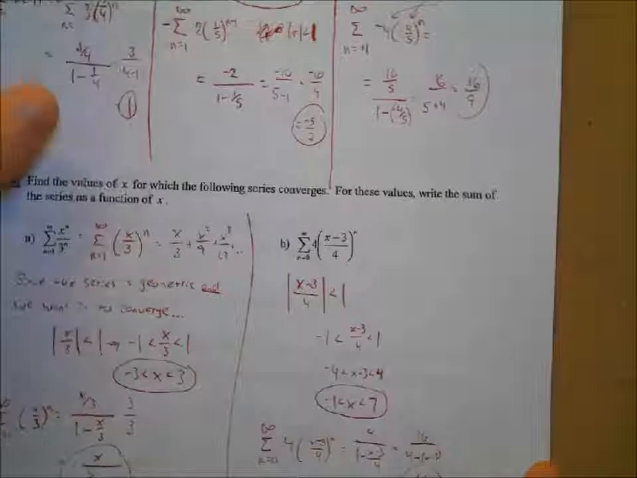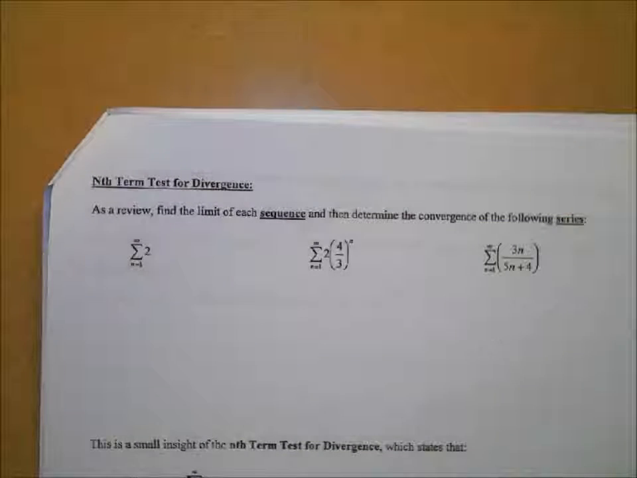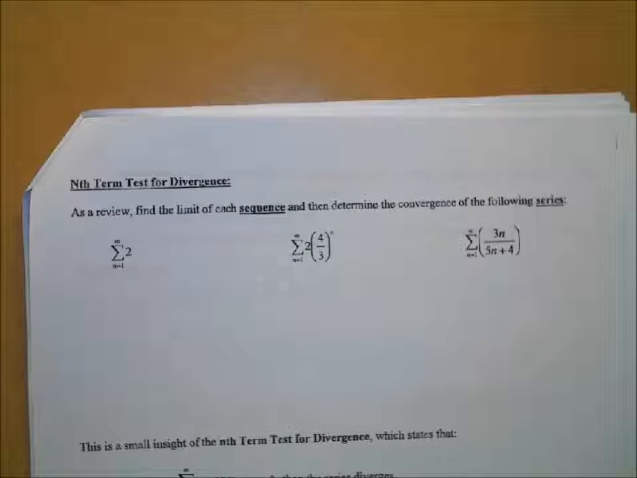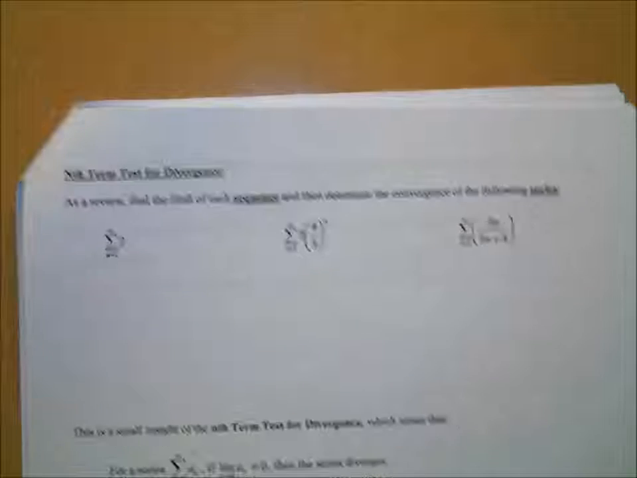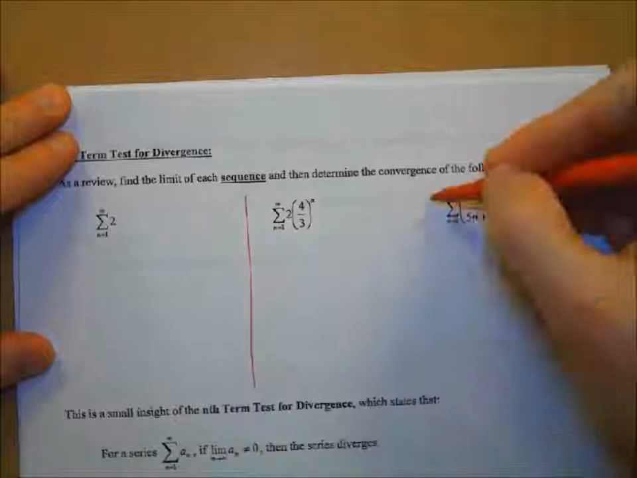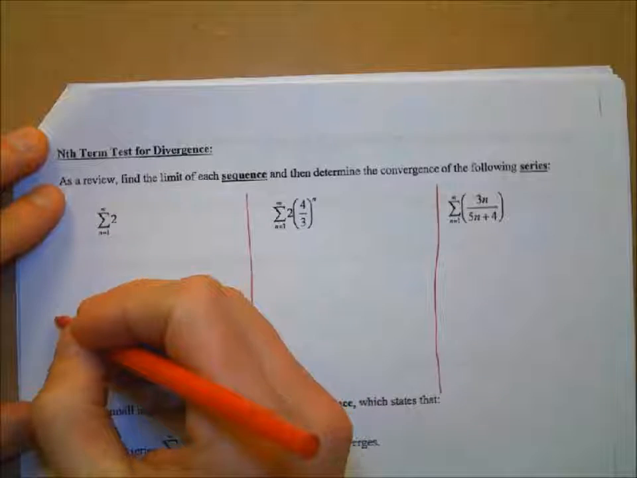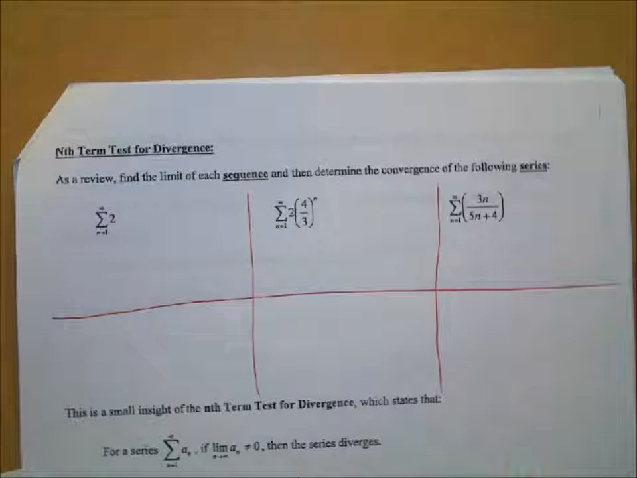We're going to learn another little test. No? Okay. So this next one we're going to learn is called the nth term test for divergence. As a review here, what we're going to do is find the limit of each sequence and then determine the convergence of the following series. We'll start real basic here. I'm going to divide the paper up into 3 sections, and since we're doing both a sequence and a series, I'm going to divide those further in half. So we'll have one part for the sequence, one part for the series.